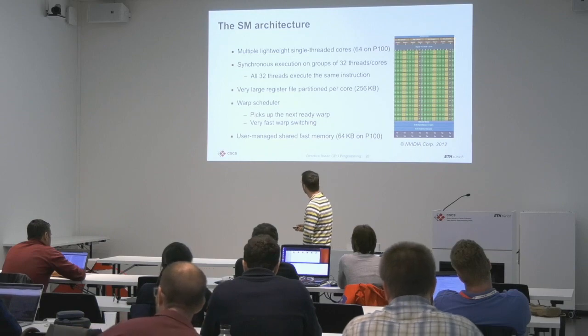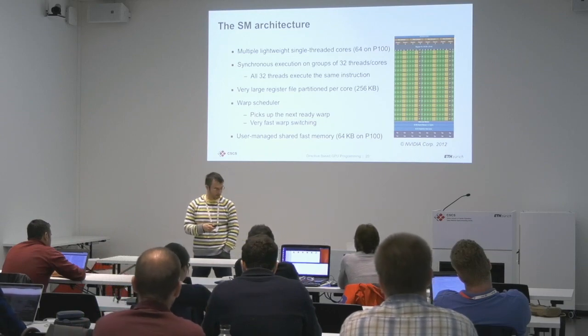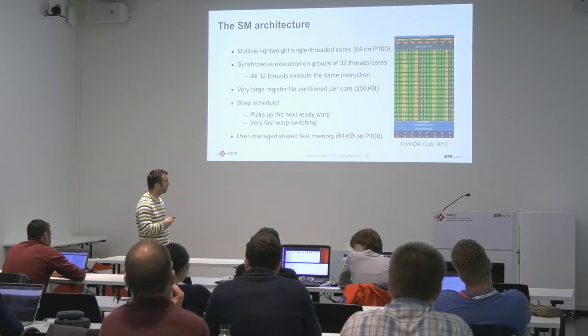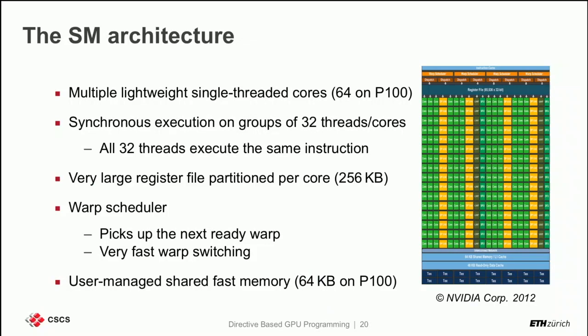And finally, another important component is the shared memory. All the cores here share it. It's like a level 1 cache that can be either hardware managed or software managed. Software managed means that you can see it from your program, and you can say that I want to put this array on this structure, on this shared memory. Any question here?